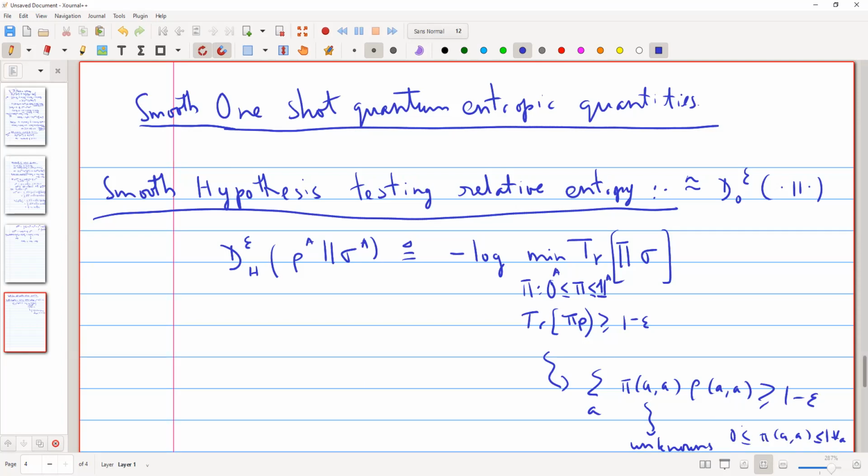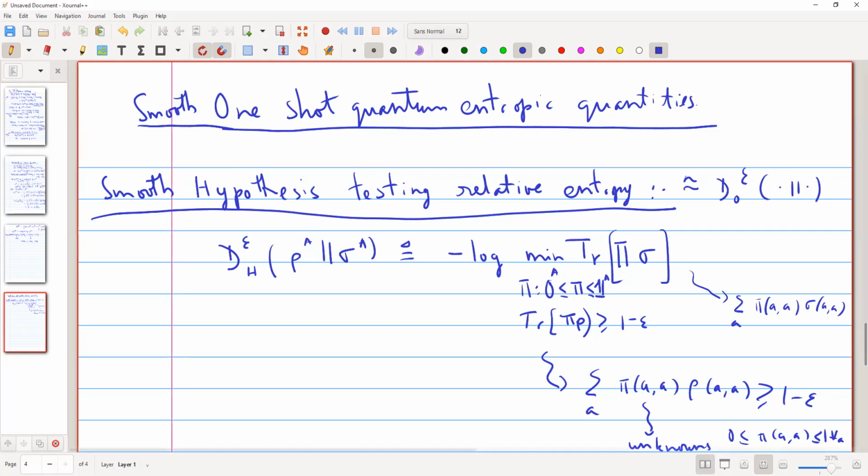Okay, so these are the linear constraints, a bunch of linear constraints on the pi A's. And what I'm optimizing was also a linear function. So this would have been, I don't know, summation over A pi A sigma A plus. So this was a linear programming problem. Now the quantum version is also a linear programming problem, except that this constraint, okay, is not so simple.